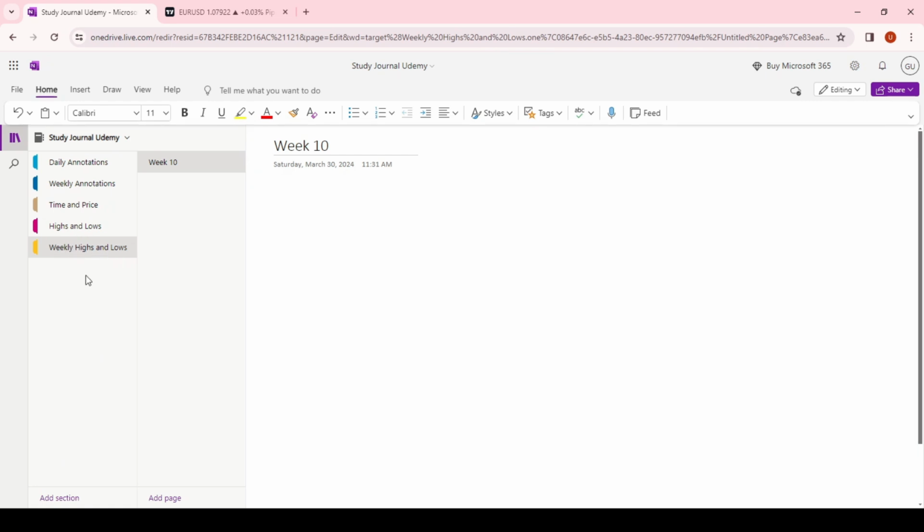This is not the same as the weekly annotations. It is a section where you're going to be specifically outlining the key highs and lows that have been formed in the week, and specifically the highest high and the lowest low within that specific week. Then you can create a page based on the week that you're in, or maybe give it a title. Then you add your annotations right here in the notes section.